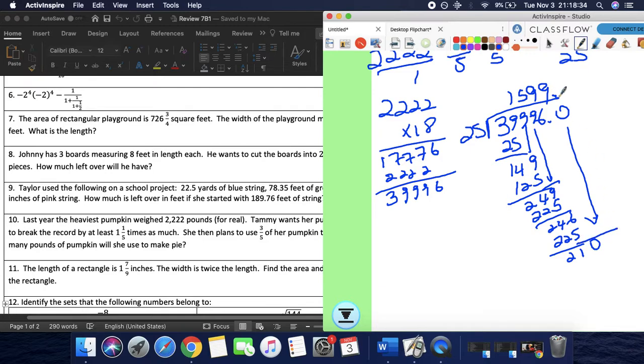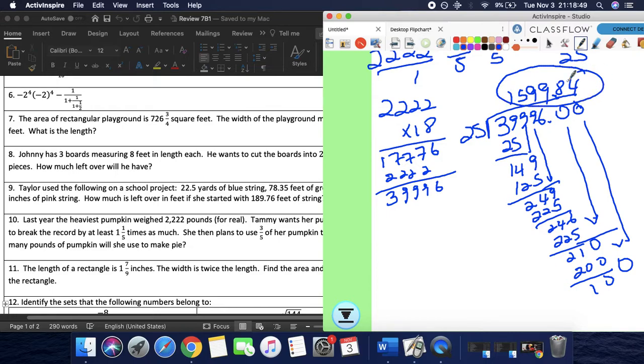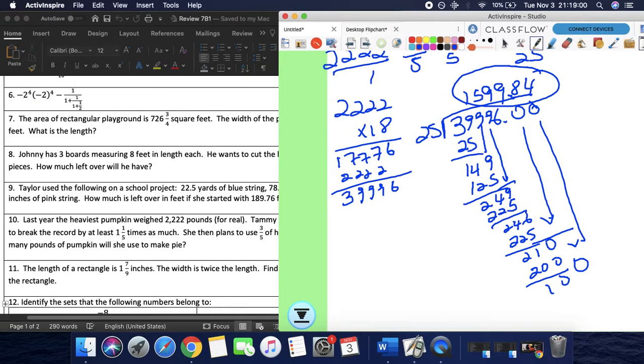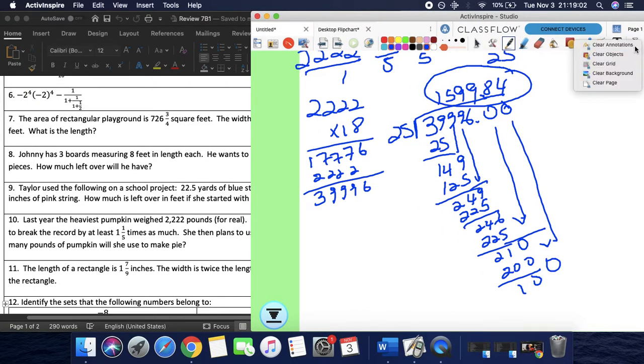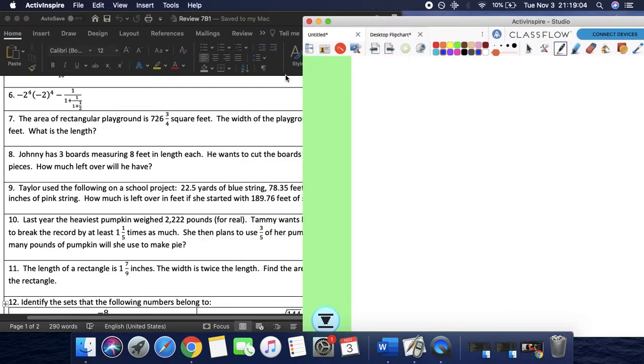210. 25 goes into 210 8 times, which is 200. Then 10 left over. Bring a 0 down. And 25 goes into 100 4 times. So there's my final answer. The amount that she's going to use to make pumpkin is going to be 1,599.84. Did I say labor intensive? Yes, I did.